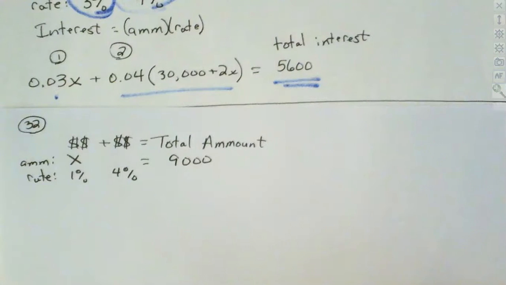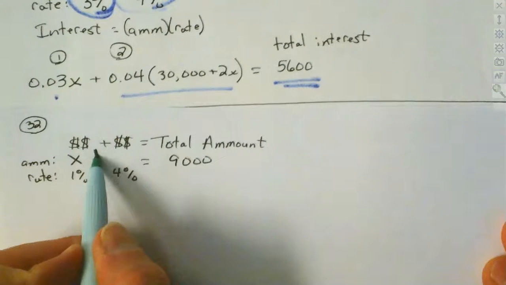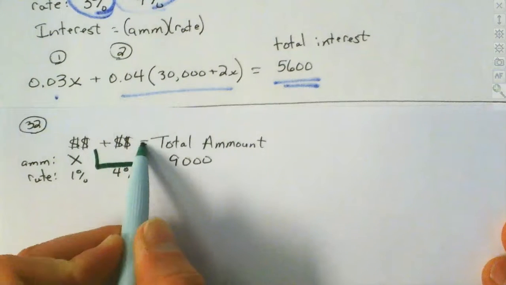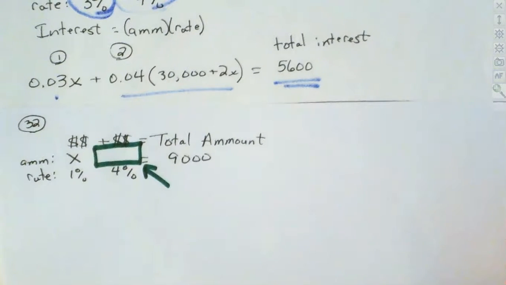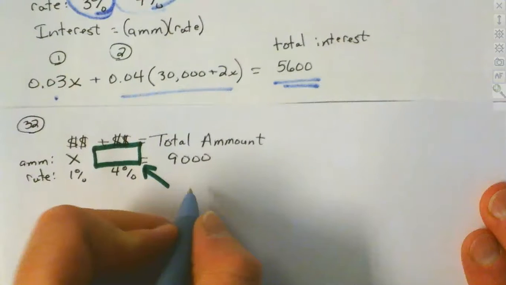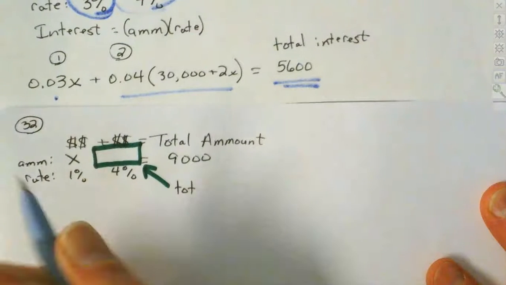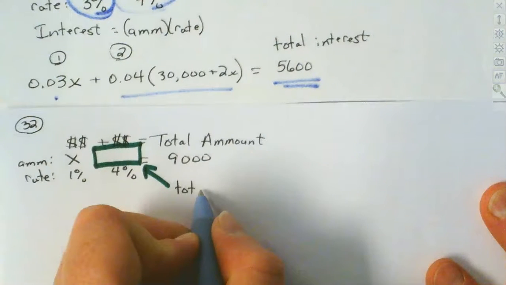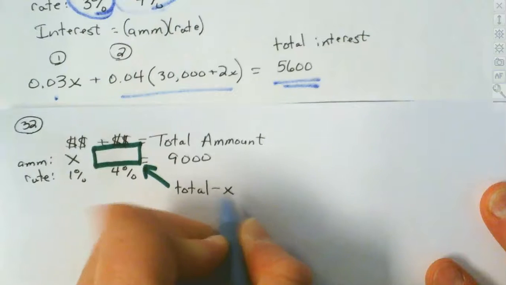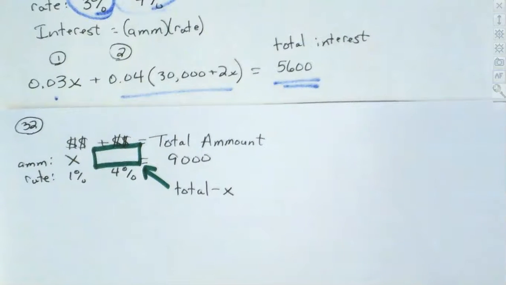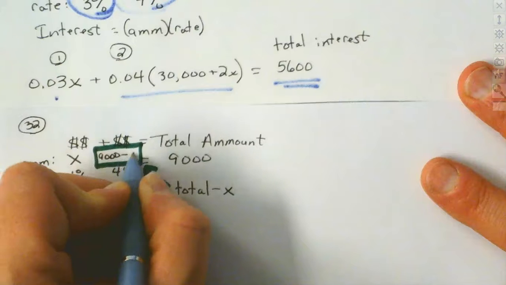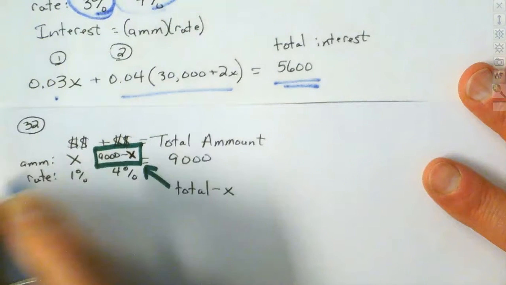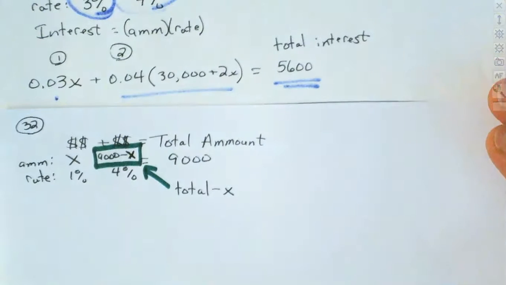Do I know how much goes at the 4%? No, that is unknown as well, isn't it? But if I don't know either one, I call one of them X. The other one, just like we did earlier on question 26, is the total minus X. So how much total money do I have? 9,000. So this one's going to be 9,000 minus X.